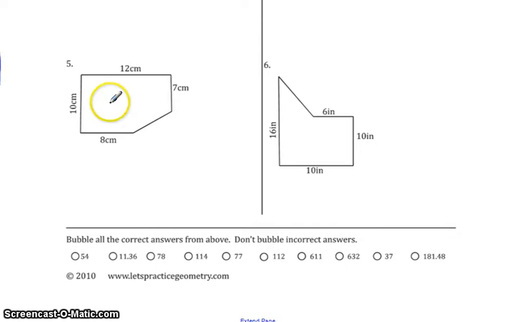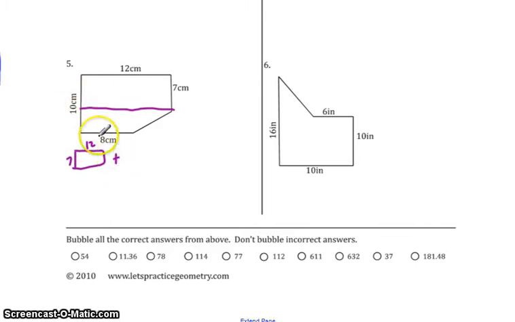Now, personally, the first thing I think is I'm going to split this into a rectangle and a trapezoid. So I've got this rectangle here that looks like 7 by 12. 7 by 12, not the 10. The 10 is this whole length.